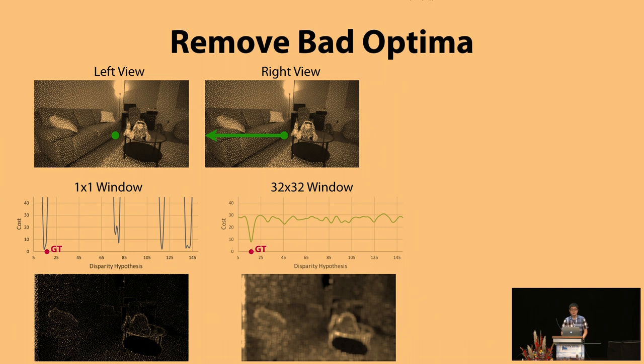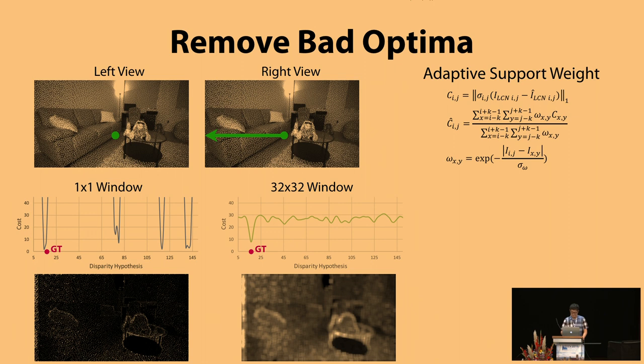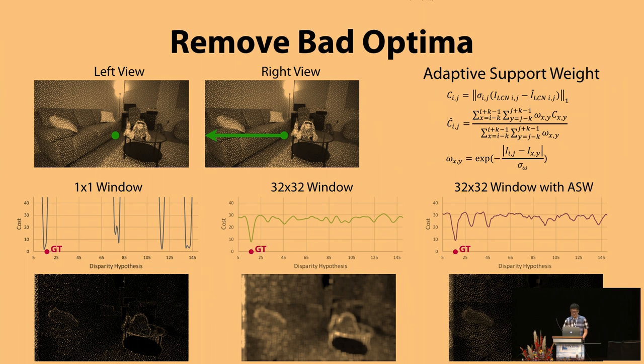To prevent this, we use adaptive support weight for window-based aggregation, where in a local window, pixels with similar intensity to the target pixel in the center of the window will contribute more to the loss, kind of like a bilateral filtering using the input image as the guide. So with the adaptive support weight, the loss curve, as we can see, respects only the ground truth and is spatially not over-smoothed.